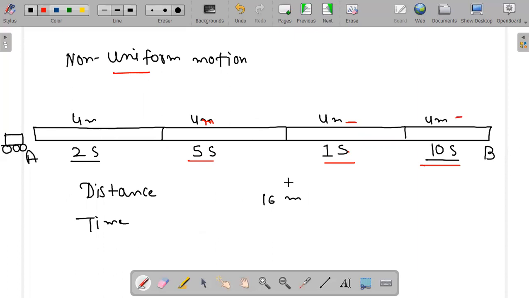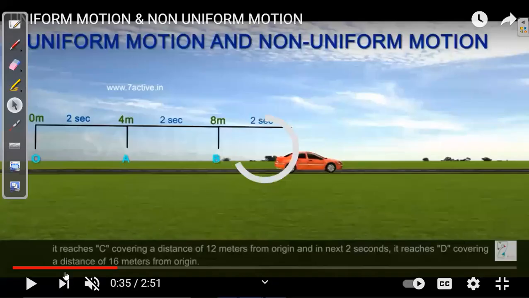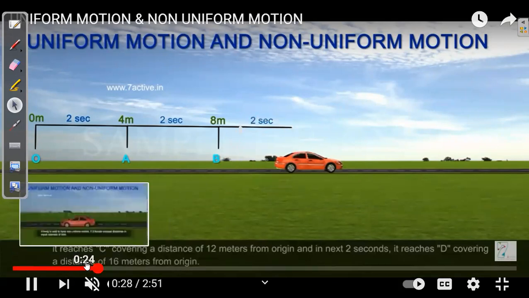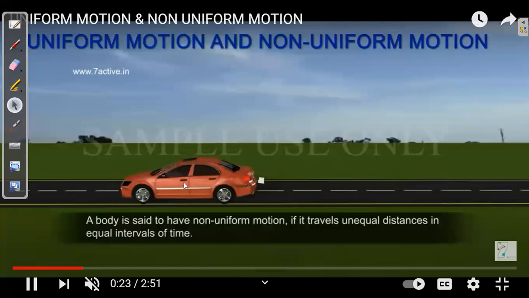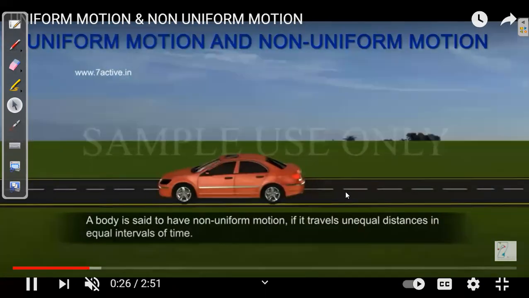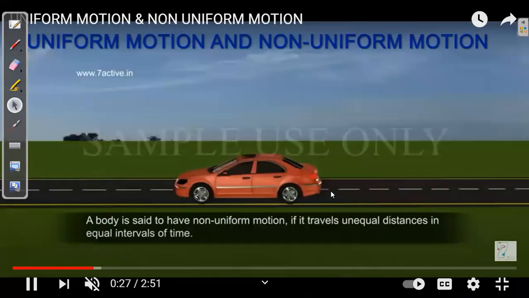Now let me show you a video. I'm showing you a video right now. If you are not able to see this, inform me. I'm running a video here. If you are not able to see the video due to any internet issue, then write me. This is a car. Everyone knows, I don't need to tell you that this is a car.